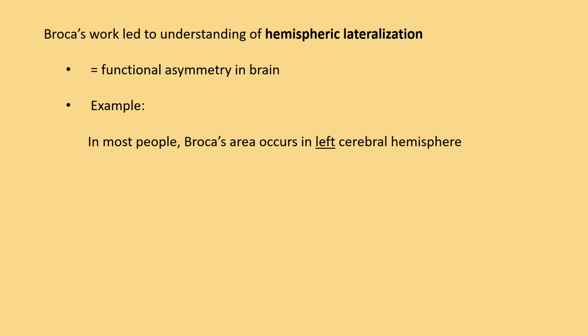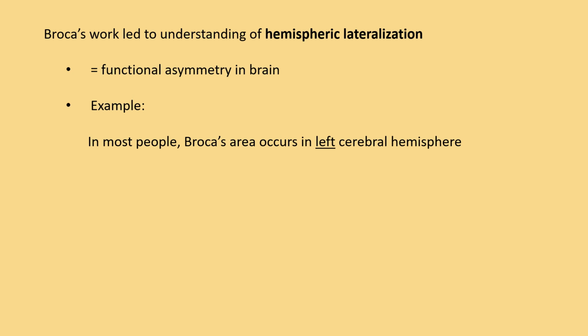All right, so Paul Broca's work led to an understanding of what's now called hemispheric lateralization. That refers to an asymmetry in the cerebral hemispheres. So you have a right cerebral hemisphere and a left cerebral hemisphere, and they do not mirror each other in terms of functional areas. For most people, Broca's area occurs in their left cerebral hemisphere. For some people, it's in their right, but the vast majority have it in their left. And for most of us, we will never know.